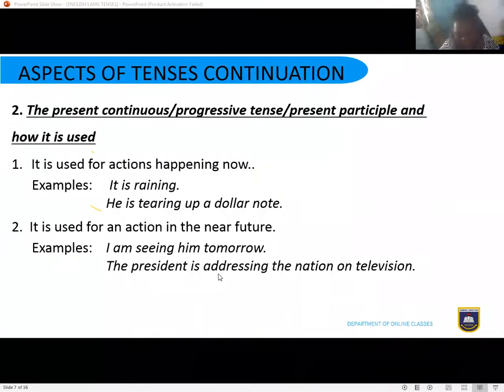So the second sentence here is what? The president is addressing the nation on television. So the verb here is what? Is addressing. Yes, madam.